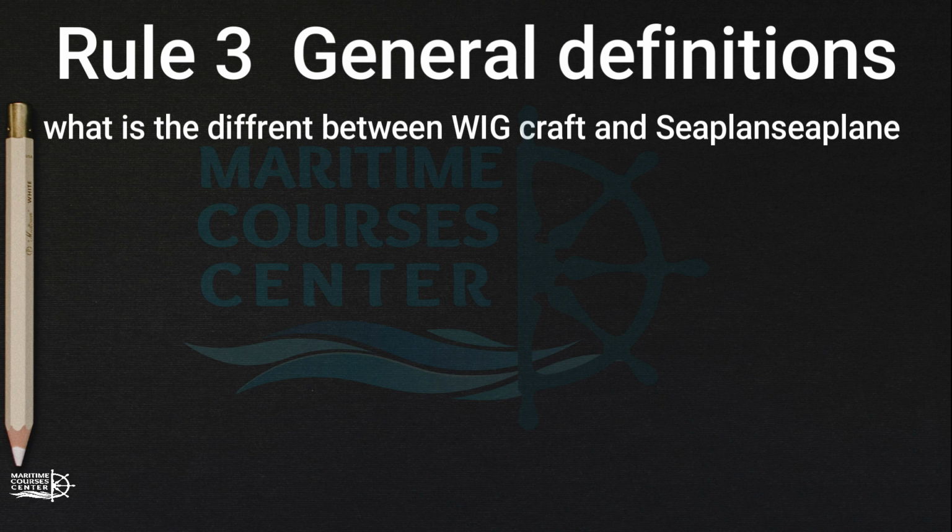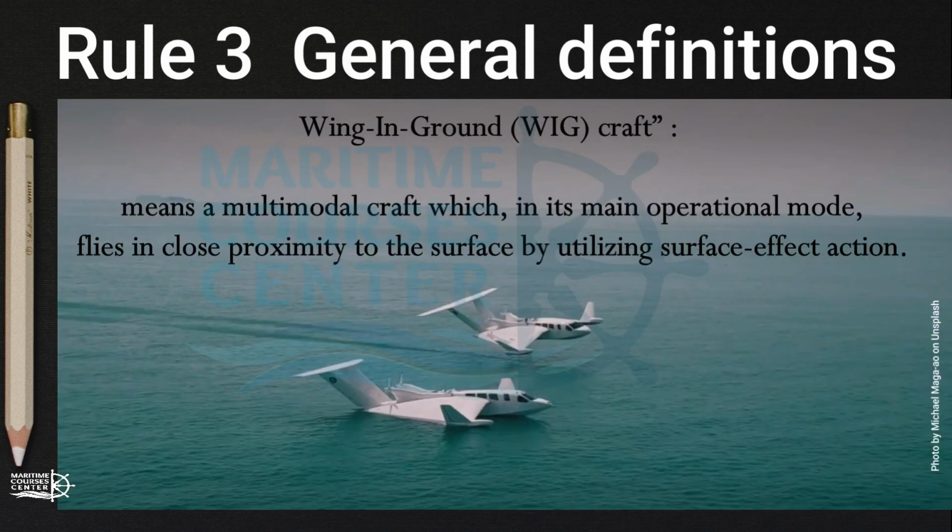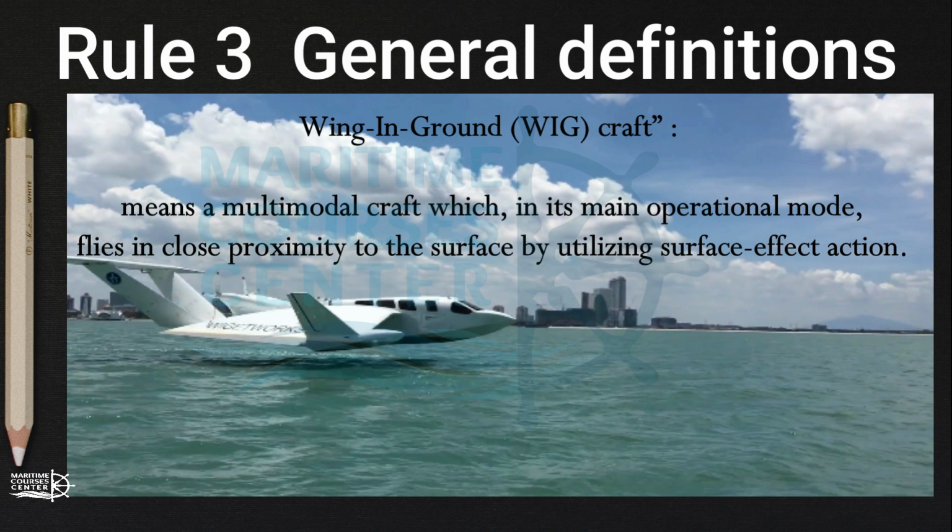What is the difference between wing-in-ground craft and seaplanes? First, seaplane includes any aircraft designed to maneuver on the water. Wing-in-ground craft means a multimodal craft which, in its main operational mode, flies in close proximity to the surface by utilizing surface effect action.